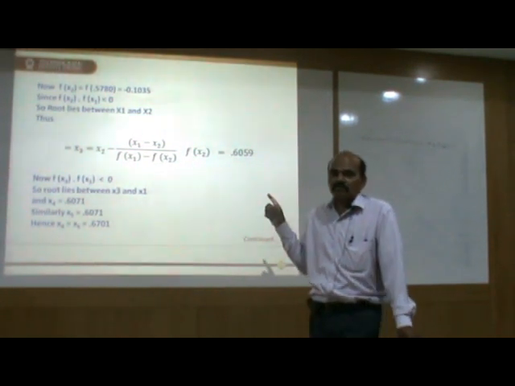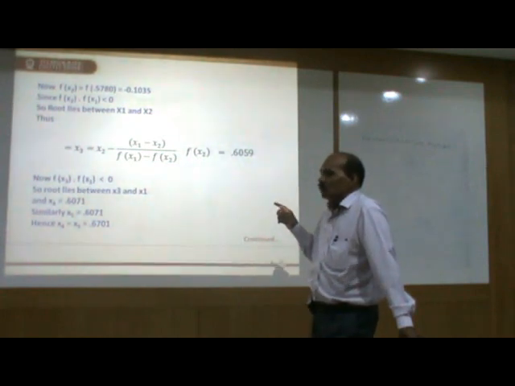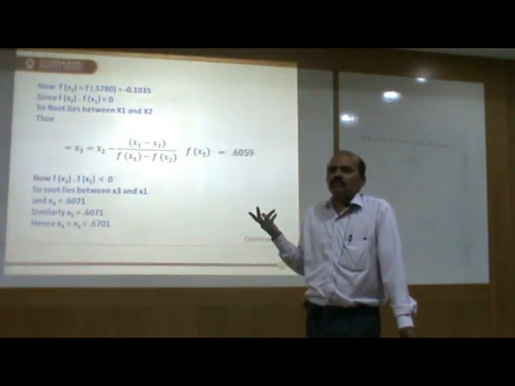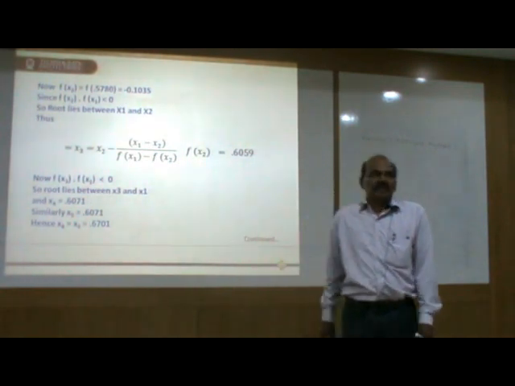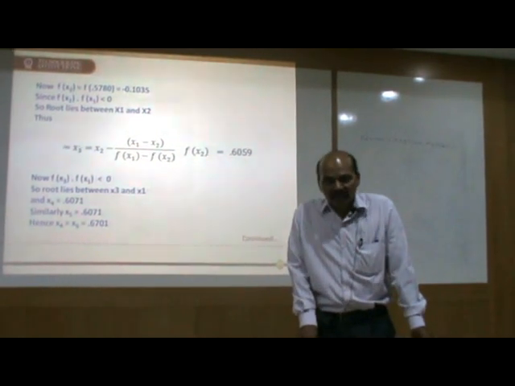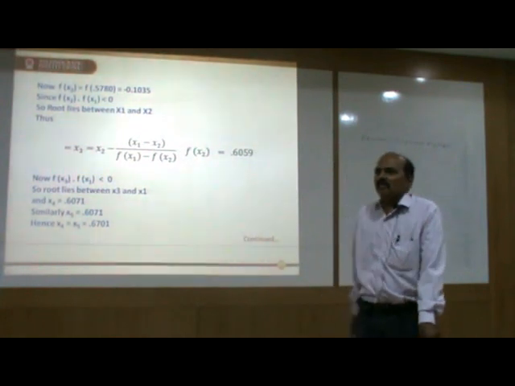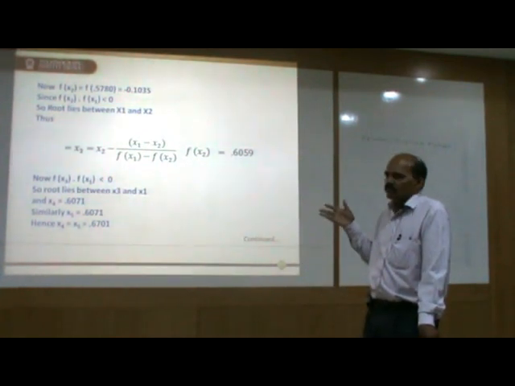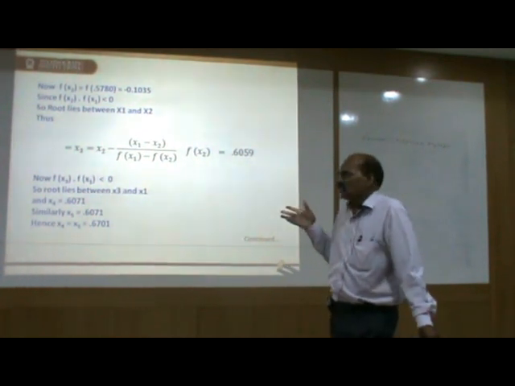Whereas in Newton's Raphson method, our root was obtained in 2 steps. So Newton's Raphson method is faster. The rate of convergence of Newton's Raphson method is quadratic, that is, it is of second order, and the rate of convergence of this method is lower, it is linear.